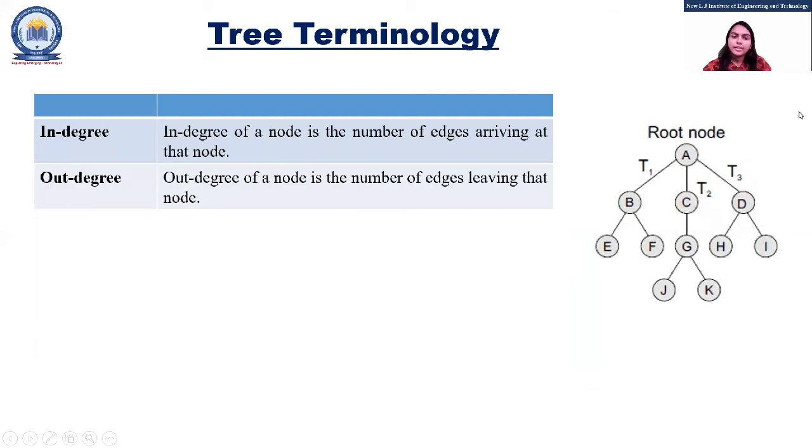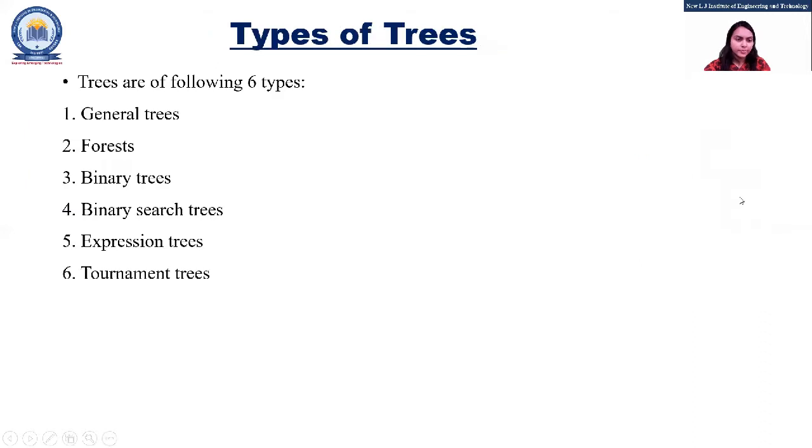What is in-degree? In-degree is the number of edges arriving at that node, and out-degree is the number of edges leaving that node. Okay, so it is mostly used in graphs. Here also, the number arriving for trees would be 1 only, right? So the leaving out-degree could be 1, 2 or more.